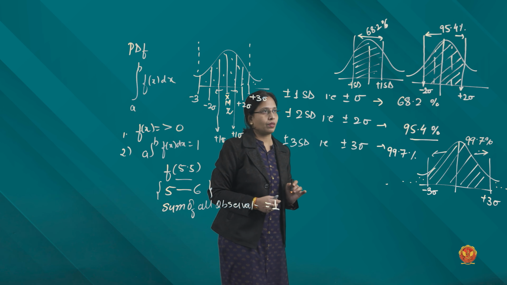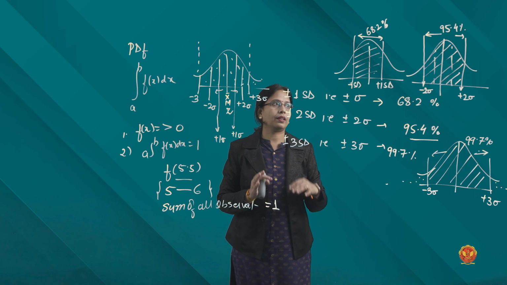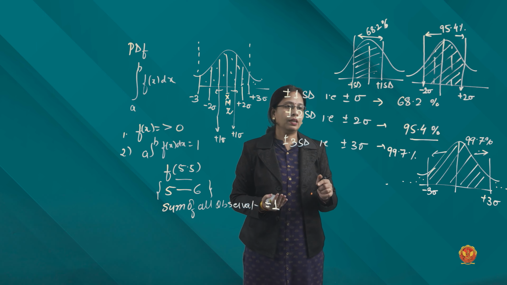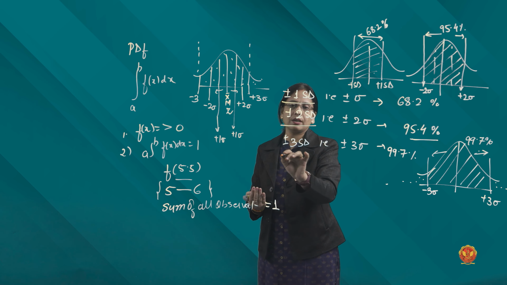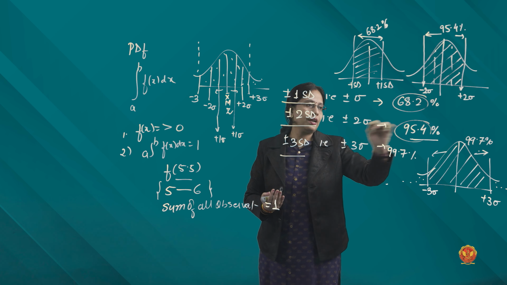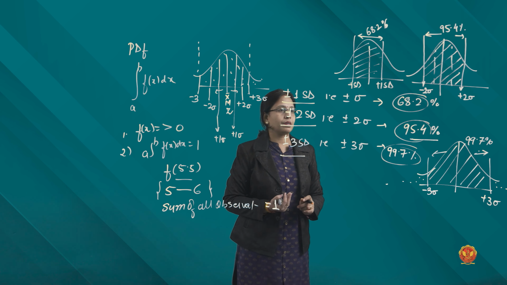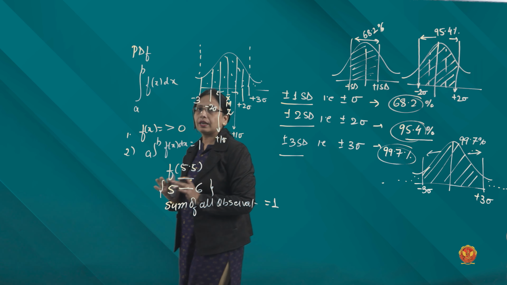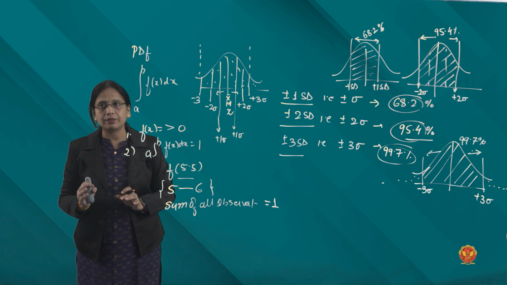So you have to remember these are some standard values which you have to take care of, and these will be used when we'll be solving the numericals on the normal distribution. These three data, plus minus 1 standard deviation, plus minus 2 standard deviation, plus minus 3 standard deviation, give you 68.2% of the total observations, 95.4% of the observations, 99.7% of the observations.